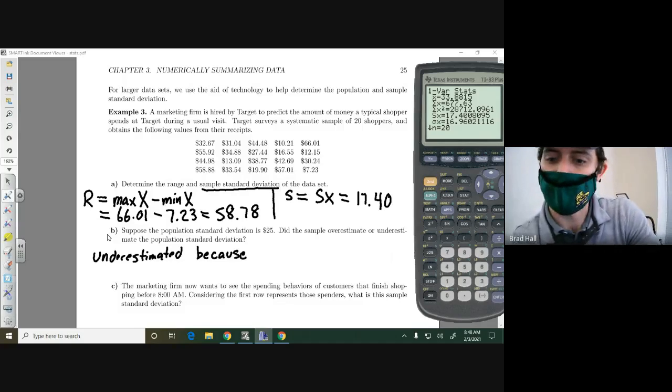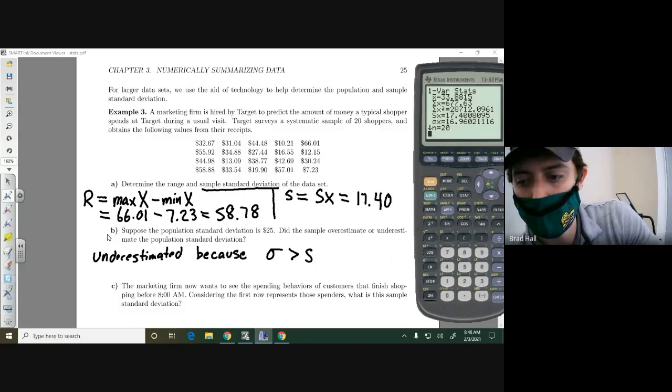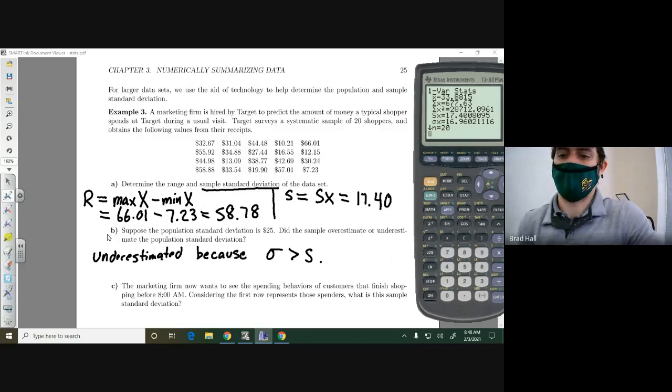The population standard deviation is denoted by sigma, and that's greater than the sample standard deviation that we found. Or in other words, the sample is smaller than the population, so it underestimated.